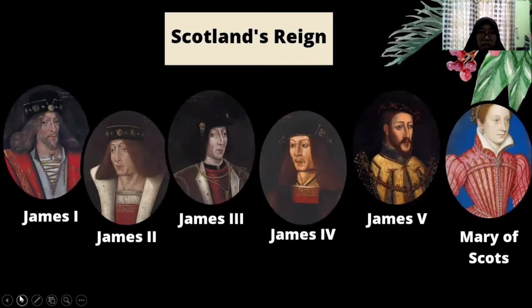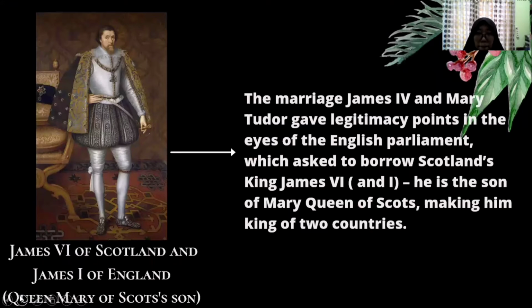And then there is the Scotland reign: James I, James II, James III, James IV, James V, and Mary, Queen of Scots. And then for that, they found out that James VI of Scotland had a legitimacy point in the eyes of the English Parliament, and they asked to borrow Scotland's King James VI, who became the first for England. He is the son of Mary, Queen of Scots, making him king of two countries.